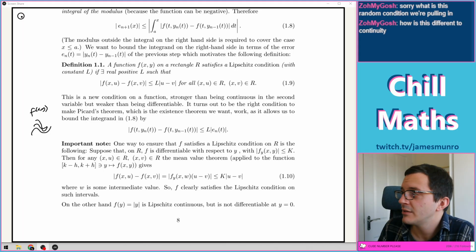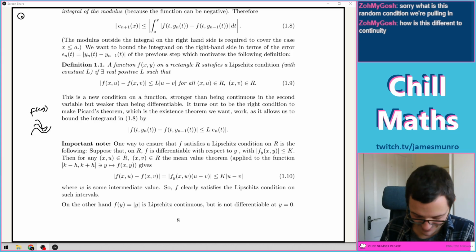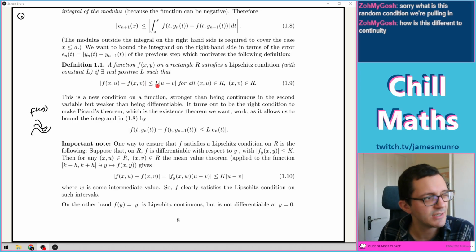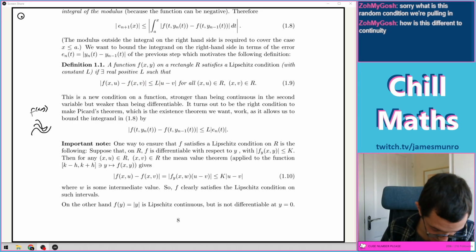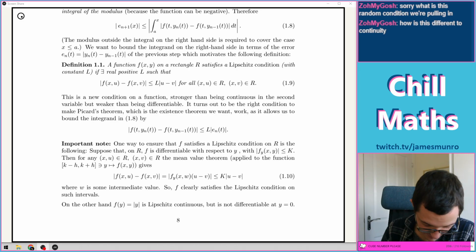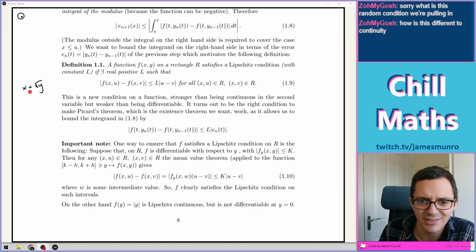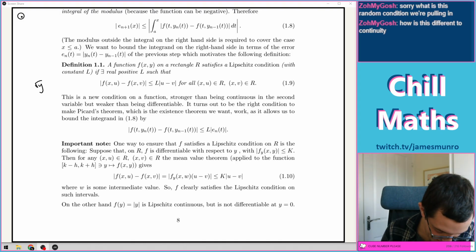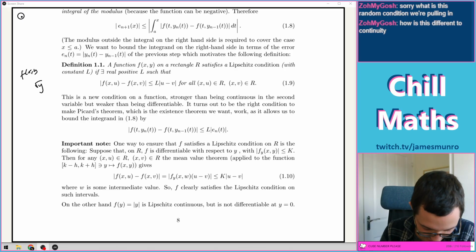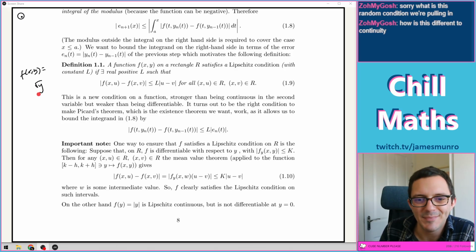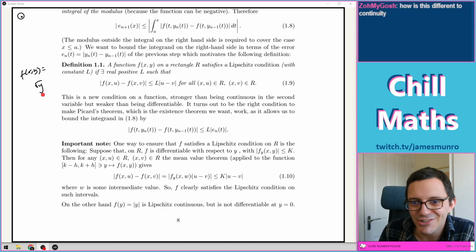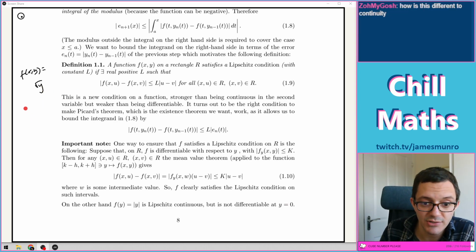Because you can be continuous but have points where the difference like this is extremely large. For example, x plus root y. I don't know why we've got these x's in. They're not really doing anything, so I'll just say f of x, y is just root y, or y to the 2/3, crucially, doesn't do this. It's continuous on 0 out to 1 or something.